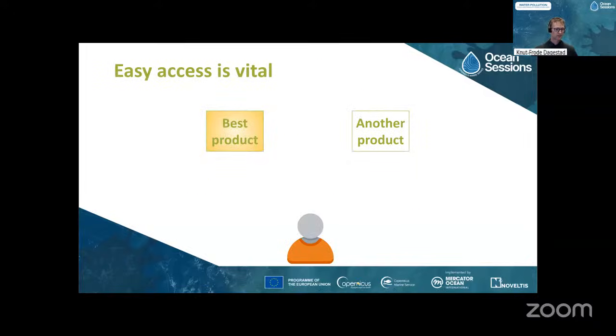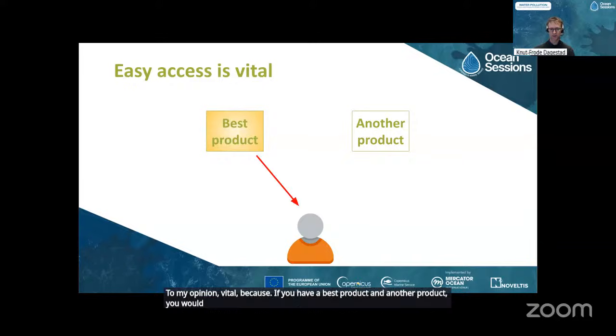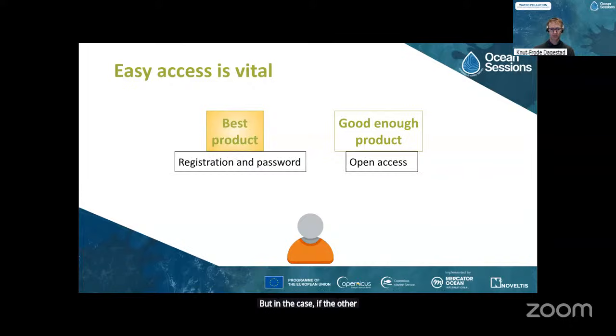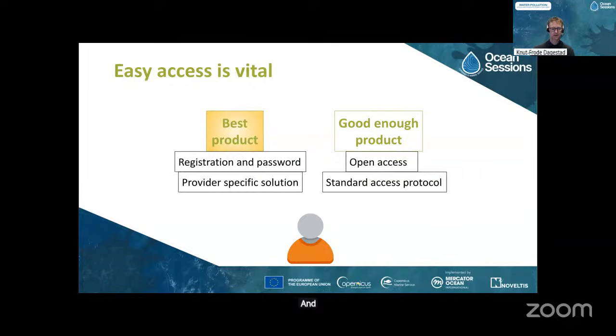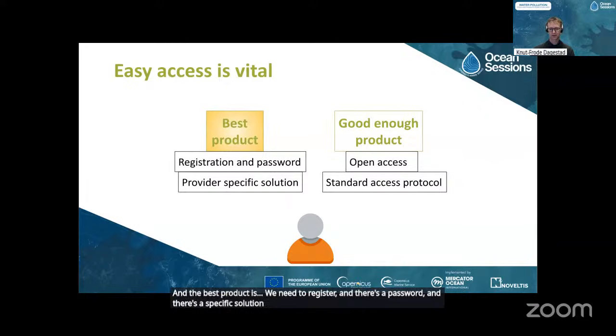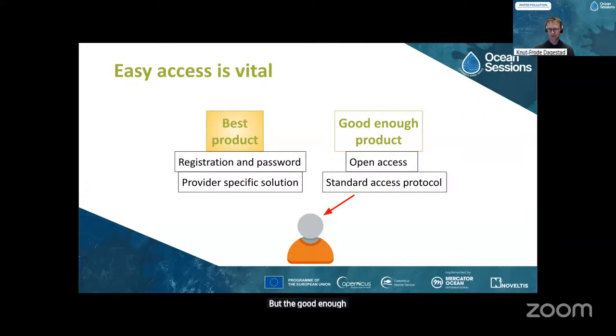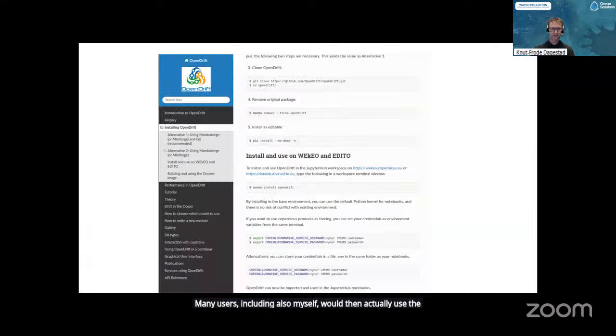And just a few slides to the end about easy access, which, in my opinion, is vital. If you have a best product and another product, you would naturally choose the best product. But if the other product is good enough, and for the best product you need to register and there's a password and there's a specific solution, but the good enough product is more easily available, many users, including myself, would then actually use the good enough products.